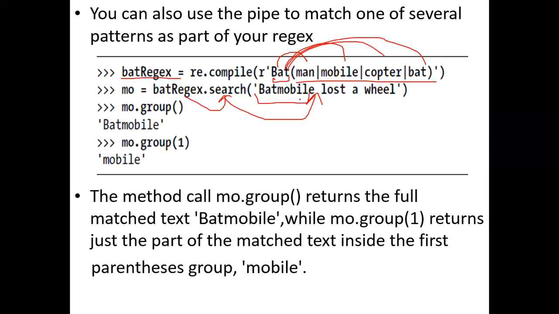So, the matched string will be stored in an object mo, and that matched string can be displayed by calling the group method. Once we call this group method, it is going to display Batmobile. So mo.group() returns the full matched text, which is Batmobile, while mo.group(1) returns just the part of the matched text inside the first parenthesis group, which is mobile. So if I am using group 1, it is going to return the pattern we mentioned within the parenthesis, which is mobile.